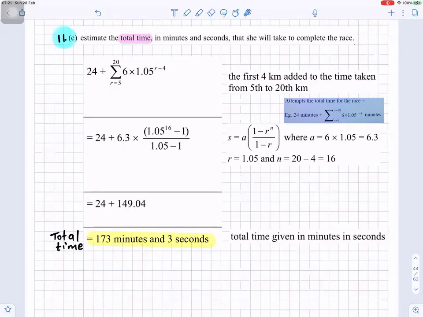S equals the sum. Get this from the formula book. S equals A bracket 1 minus R to the n over 1 minus R. And A is 6 times 1.05, and R is 1.05. N is 20 minus 4, which is 16. So you substitute n is 16, R is 1.05, and A is 6.3. And you work that out, and it gives you a total time of 173 minutes and 3 seconds. So the total time should be given in minutes and seconds.